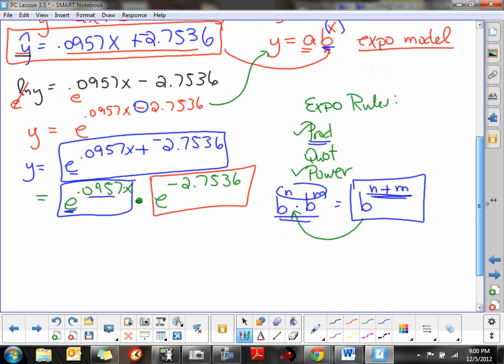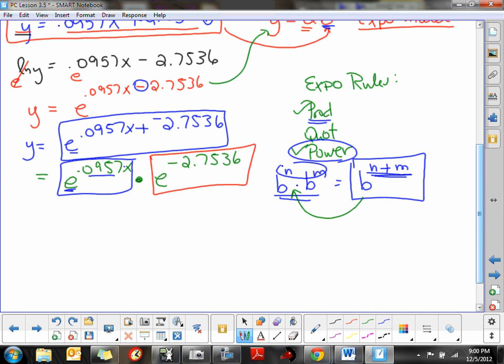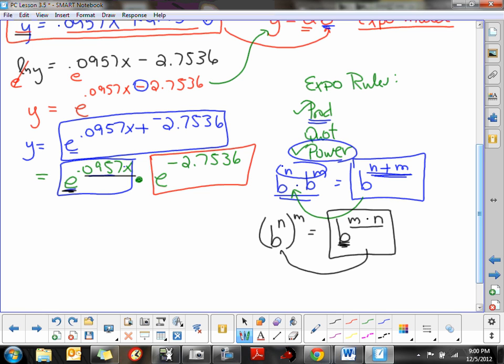So here's the rule that we're going to apply, which is the power rule. With the power rule, it's like this. If you have b to the n raised to the m, we write it as b to the m times n, or n times m, it doesn't matter. So this is the stage that we're in. We have a single base raised to a product of exponents. Here's our single base e raised to a product of exponents. So we're going to apply this and turn it into something like this.